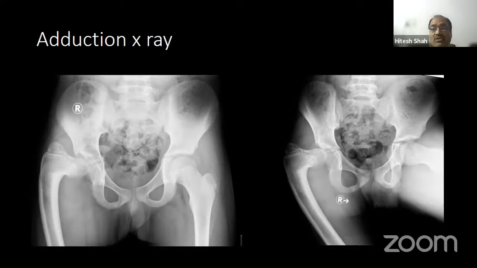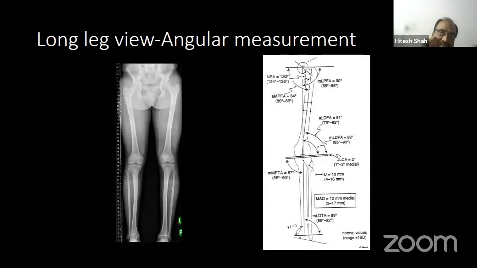This is also another case where you can say the proximal femur geometry is totally disturbed. When we do the adduction X-ray, there would be uncoverage of the femoral head. In case of the congenital short femur or the PFFD, this is the other side of the proximal femur. In fact, acetabulum correction is required in such cases.